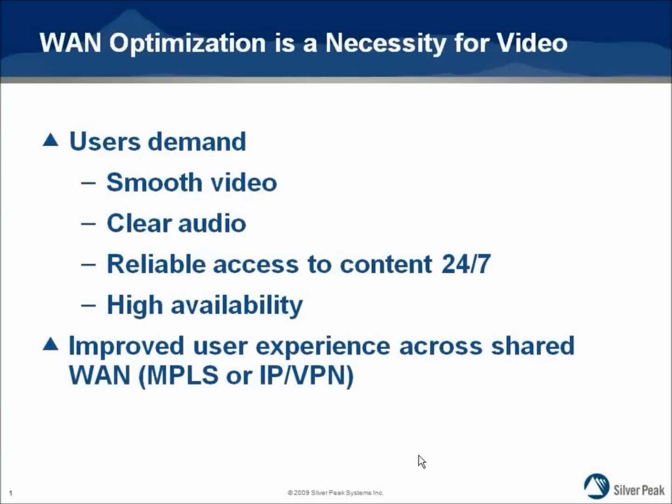Today's customers who view video streams demand a smooth picture and a clear audio. They also want the video to be reliably accessible 24/7 with no service interruptions. For streaming over shared line networks, such as MPLS or IPVPNs, where the links may be much more unreliable than a private network, WAN optimization becomes a necessity.